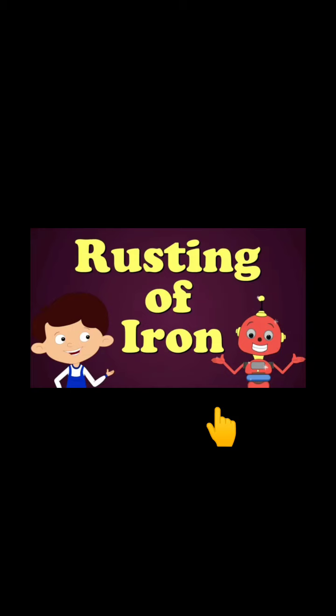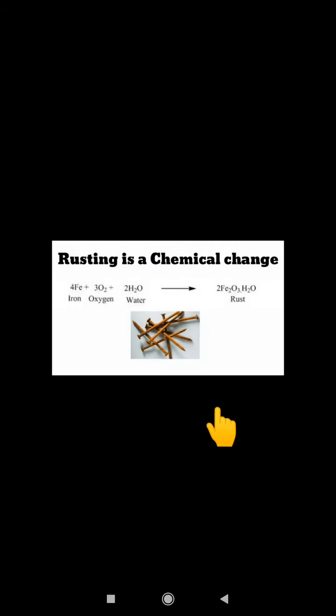Today we are going to do the next topic of chapter number 6. The topic name is rusting of iron. Rusting of iron means the process of deposition of a brown color layer over the iron articles, and rusting is a chemical and irreversible change.